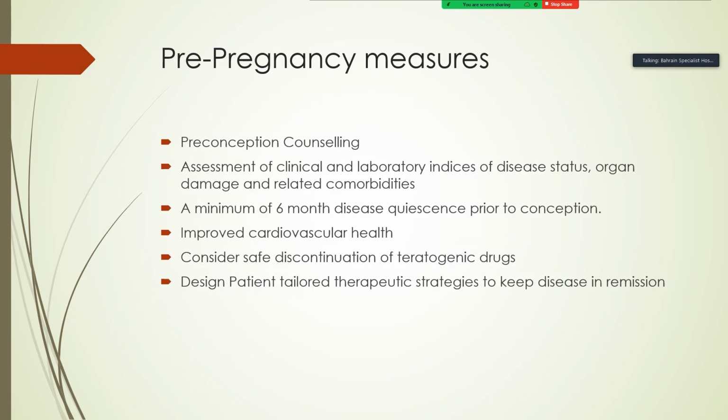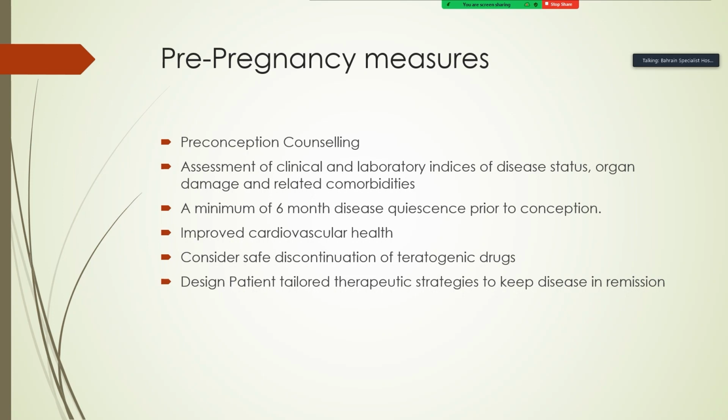So basically, when we plan pregnancy in SLE patients, it should be with proper planning. It starts with the pre-pregnancy measures and goes up to the postpartum. So it starts with the preconception counseling. The preconception counseling basically should involve obstetrician, rheumatologist, and the patient. So there should be a multidisciplinary approach, a multidisciplinary team meeting should be there, and all the outcomes and the risk factors and everything should be explained to the patient before the pregnancy.